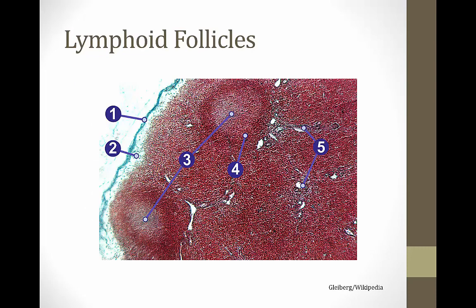Here's a picture of a lymph node section under the microscope. This is a follicle right here, and you can see that it's got this white center, and that's a germinal center, indicating that this is a secondary follicle that's begun to respond to infection. There's another follicle over here that's also a secondary follicle.